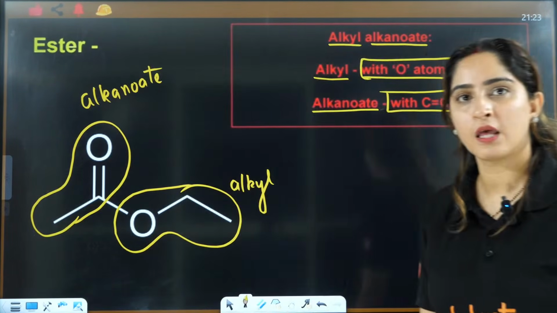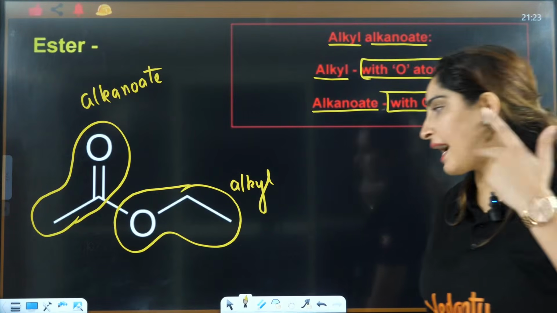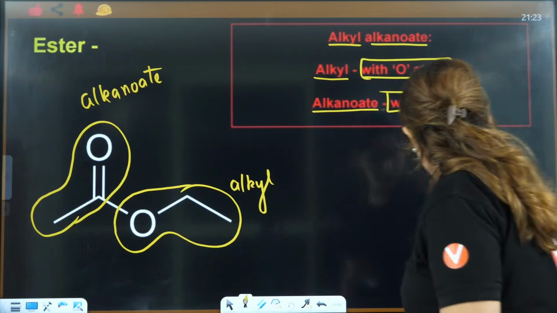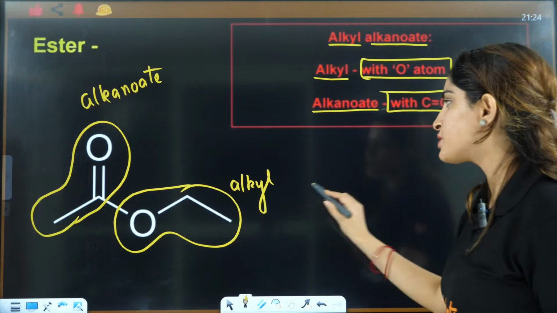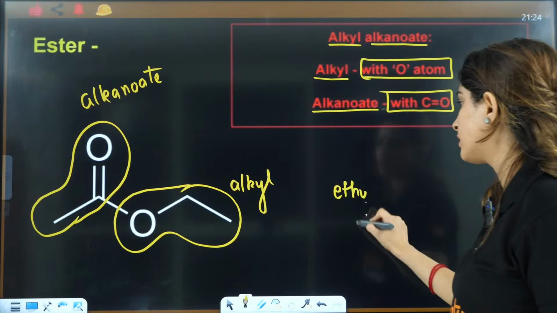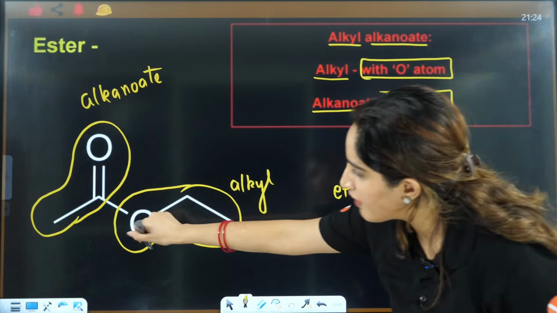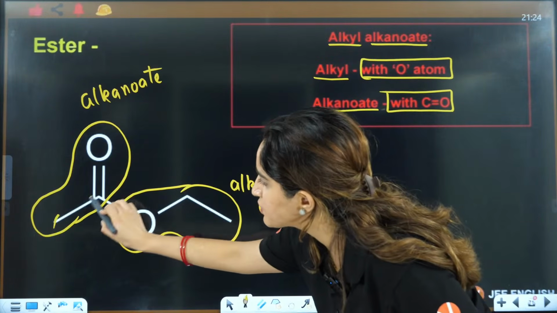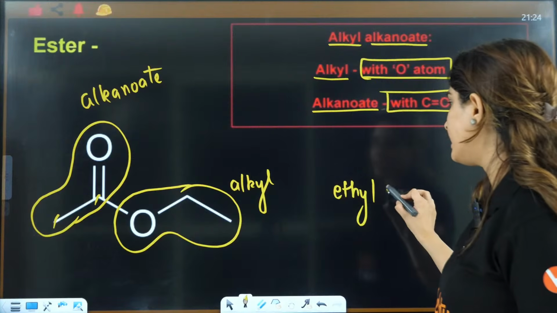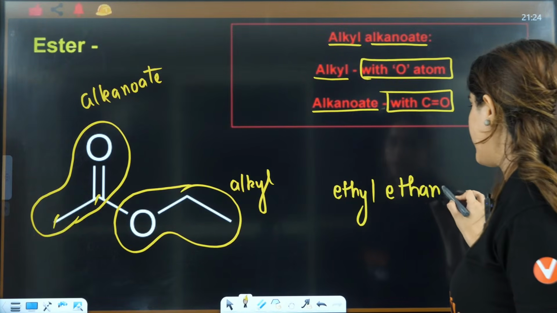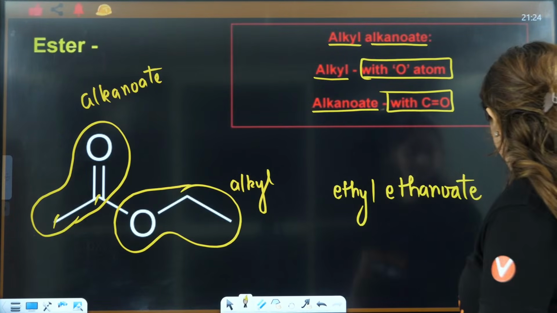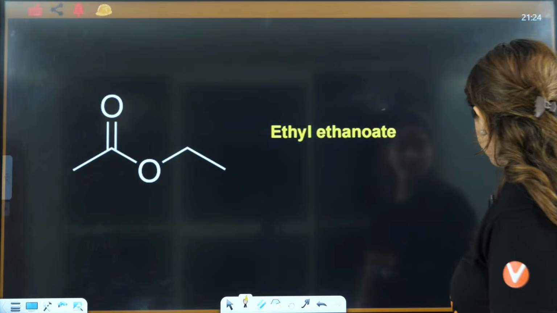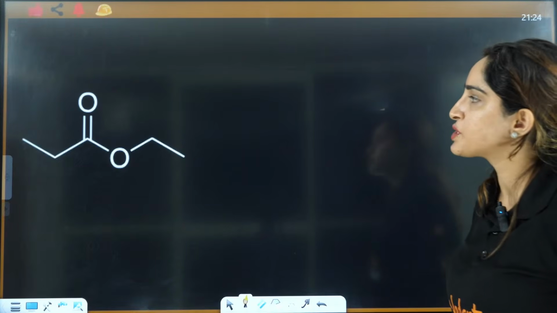With oxygen you have the alkyl part, as simple as that. This has 2 carbons, so it will be ethyl. And in the acid part, including this carbon, you have 2 carbons, 1, 2, so it will be ethyl ethanoate, right?